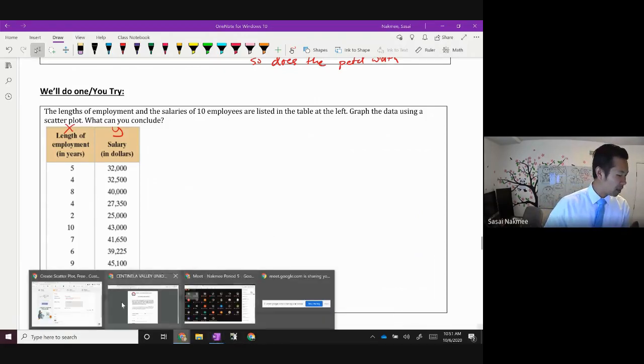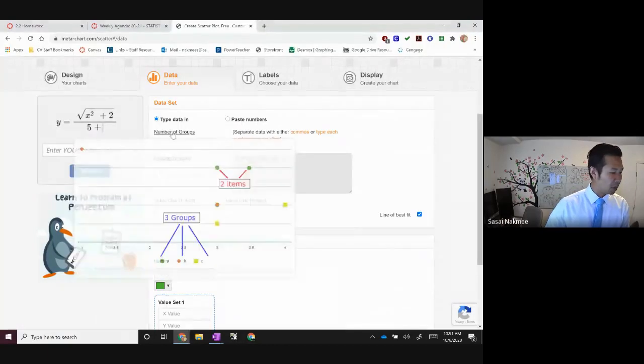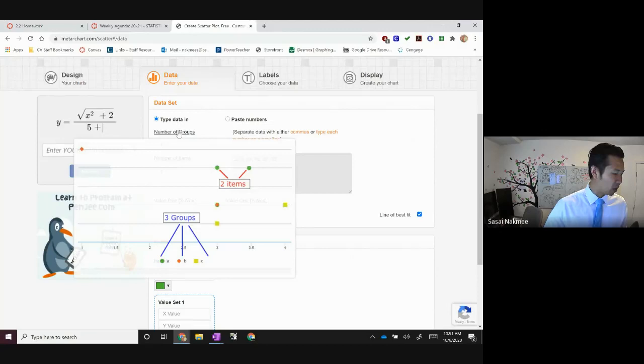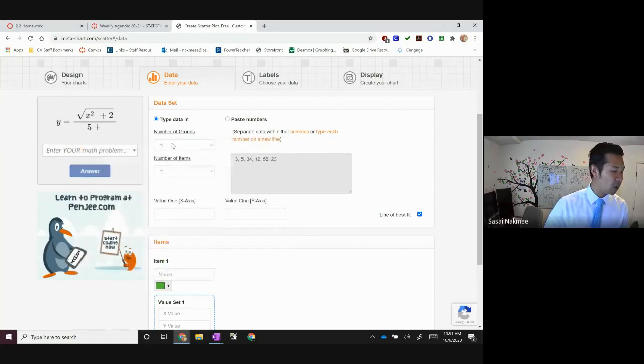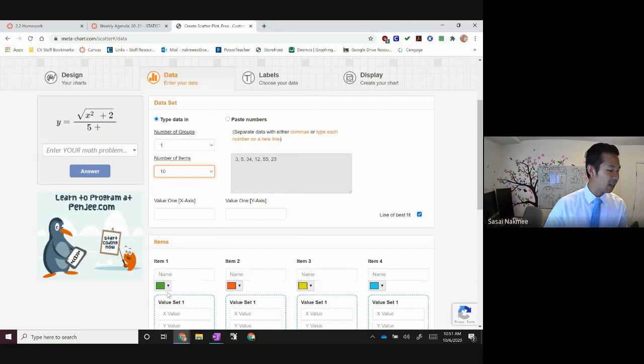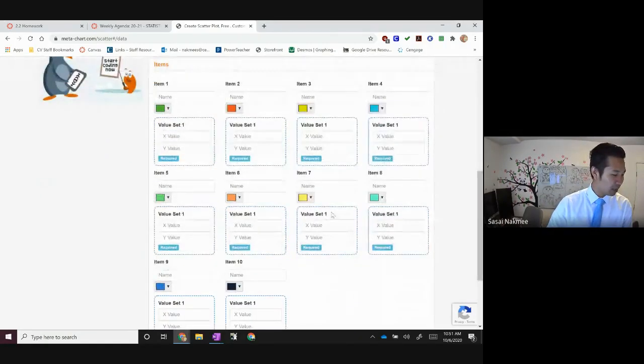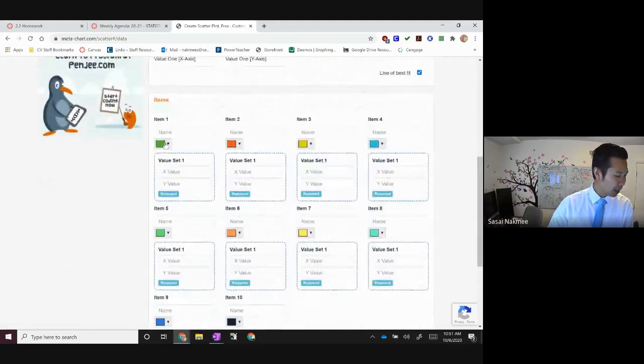I would go to this site. I have one group of numbers because one group is just each of these dots. So 3 groups would be like group A, group B, and group C, and then in group A, there are 2 items. So I was thinking, just one group, and then number of items, I would say 10. But here's the part that came out weird for me. If I do it this way, look what happens here. They all have different colors, and they all have different names.